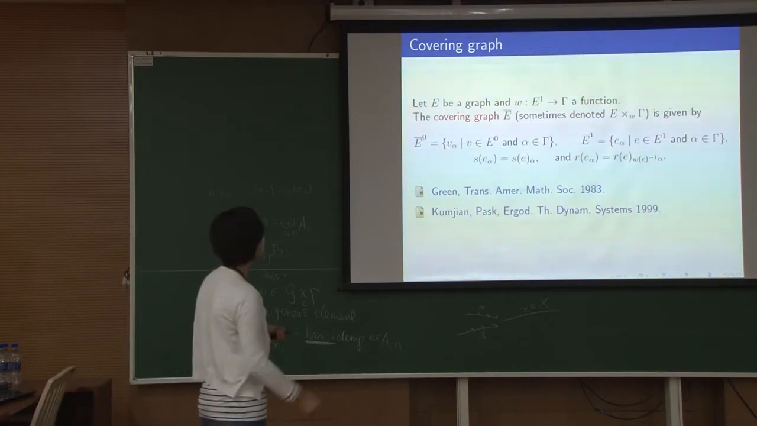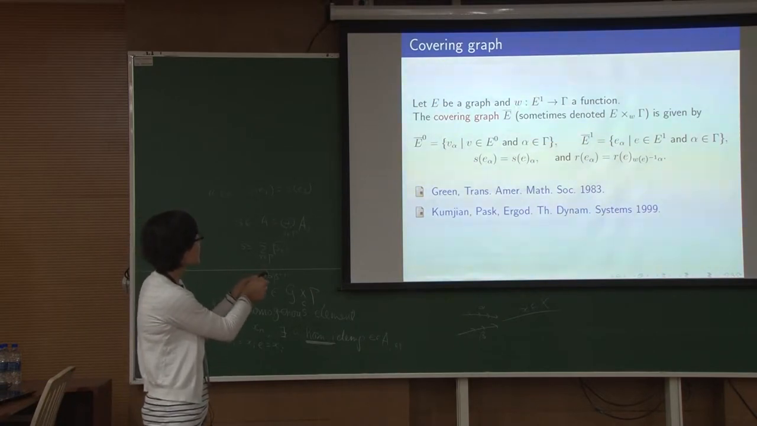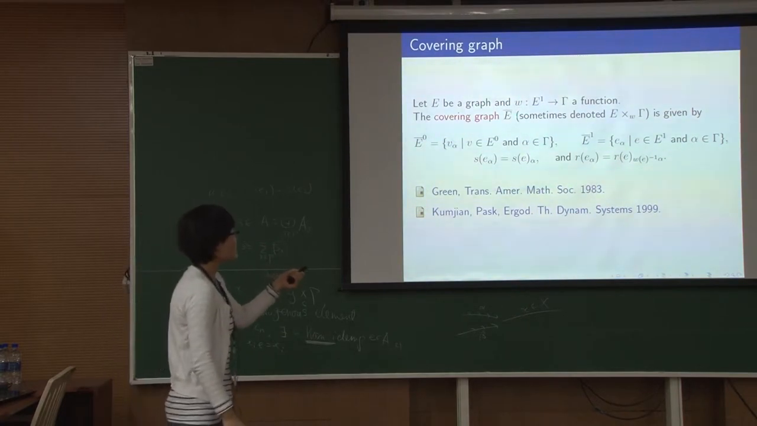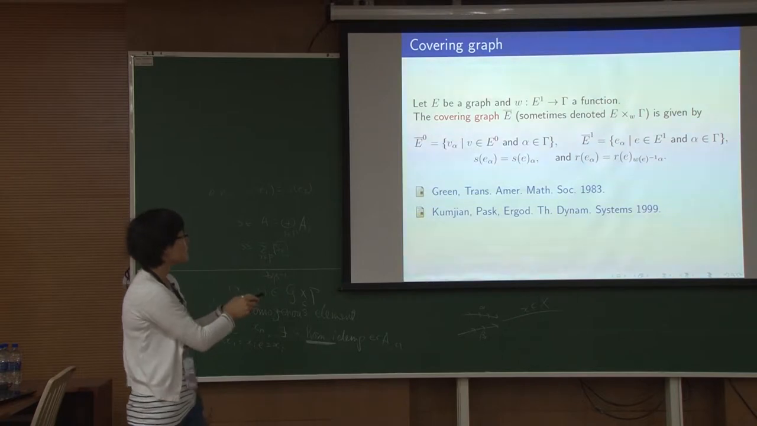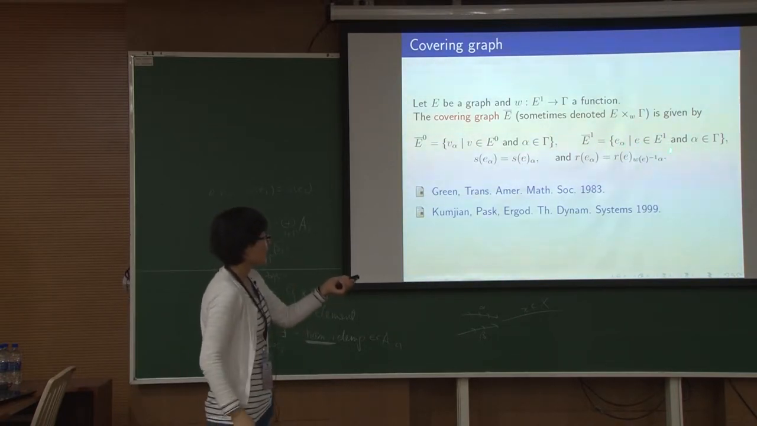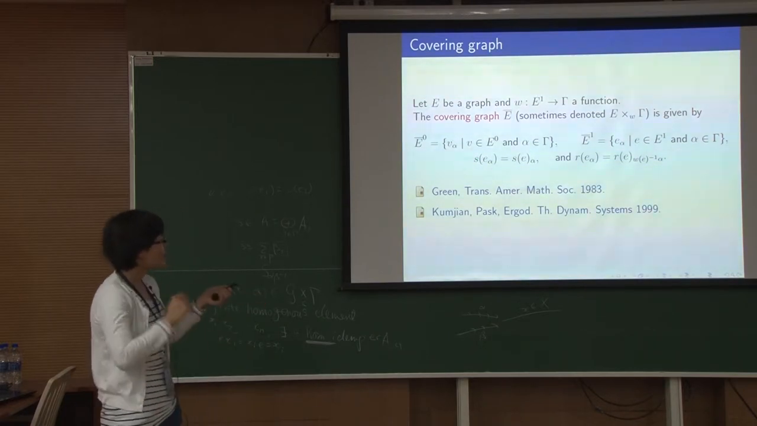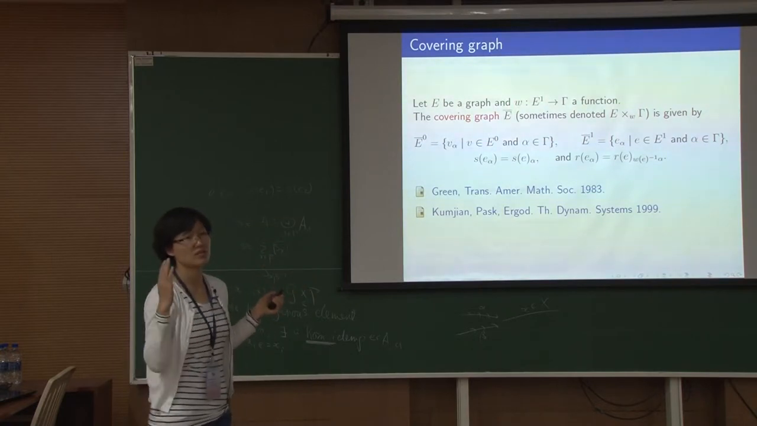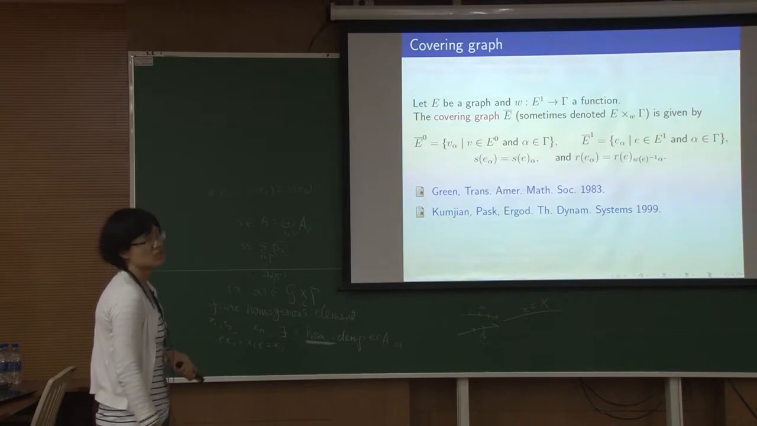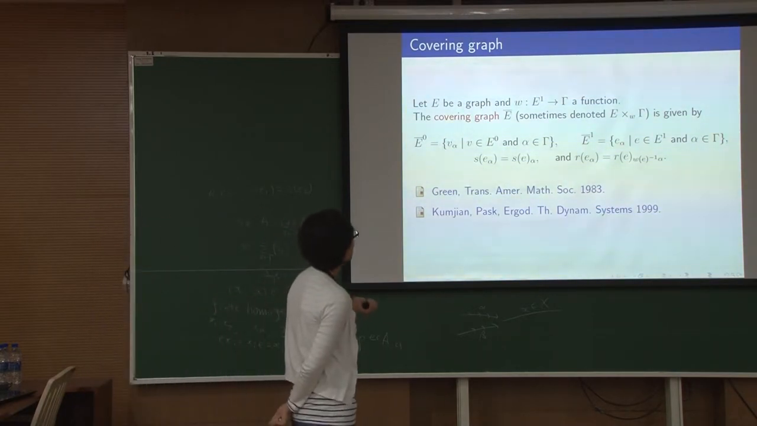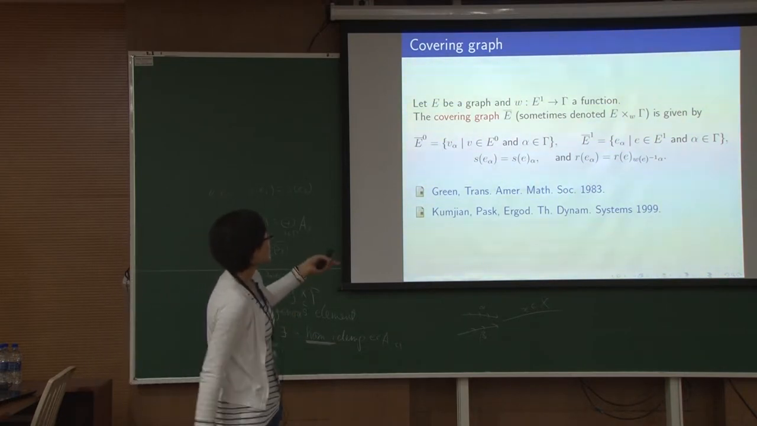Here let's give a definition for covering graph. First, given a graph E, and W a function from E1 to gamma. The covering graph E bar is given by this. It contains vertices v alpha for any v in E0 and alpha in gamma. For the edges, it contains all the edges e alpha, if e is an edge in E1 and alpha is an element in gamma. And here we give the source and the range. So basically, this covering graph is a gamma copy of the graph E. In these two papers, they consider the covering graphs and the modules over the algebra of the covering graph and the bridge to modules of the algebra for the original graph E.